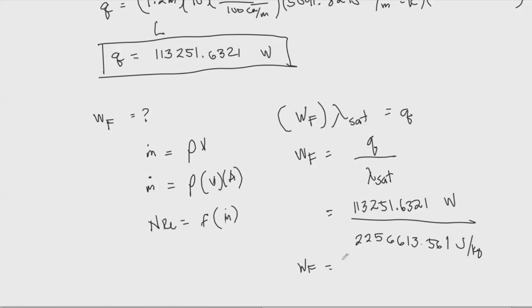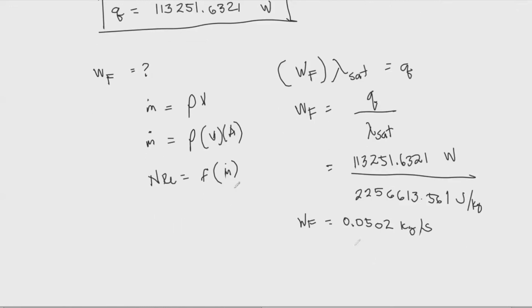So our flow rate in kilograms per second is 0.0502 kilogram per second. But if we need this based on the problem in terms of kilograms per hour, you just need to multiply this by 3600.